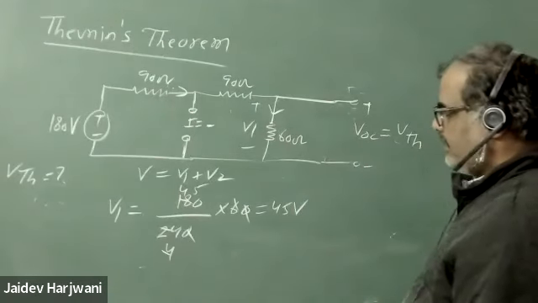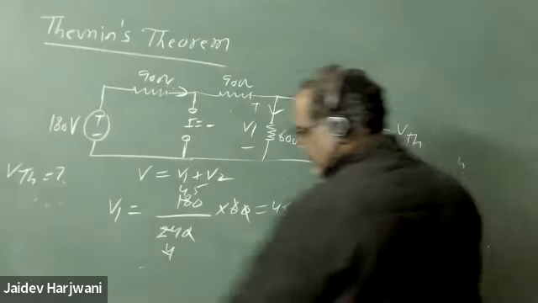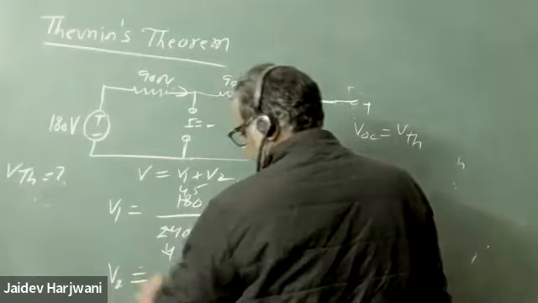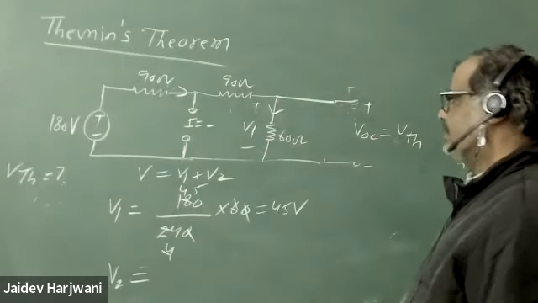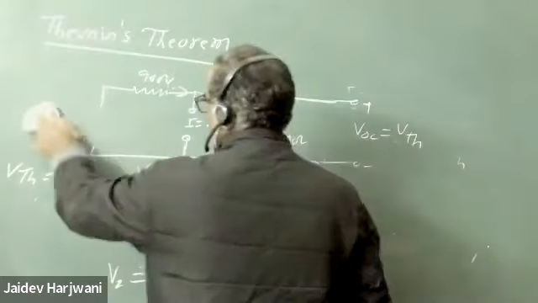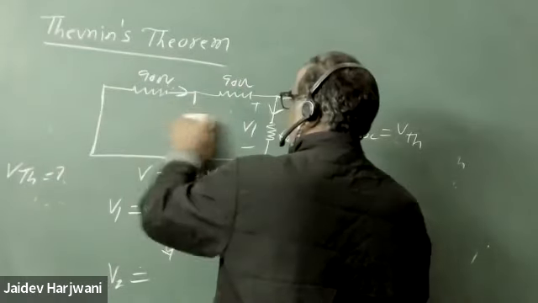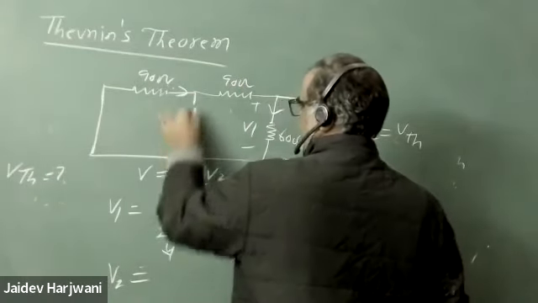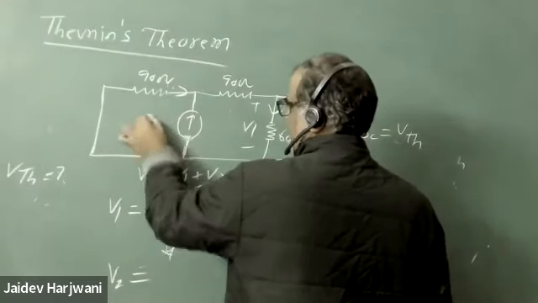Okay, now similarly you can calculate your V2. To calculate V2, what should I do? I should short this, and I should put the current source back to its position. Okay, 2 ampere.